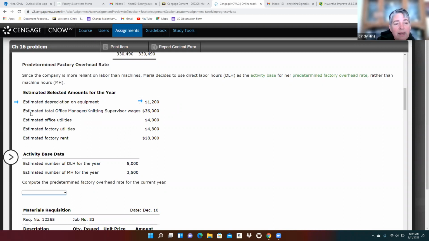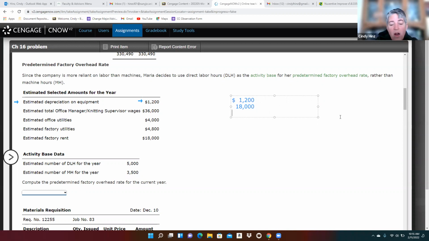The next step here says estimated total for the office manager and knitting supervisor wages. Well, we already explained that half of that is a period expense, and the other half is a product expense, a product cost. It's indirect labor. So half of that, again, is the product cost or part of the product cost. And so I'm going to include that $18,000, half of that as part of the overhead.